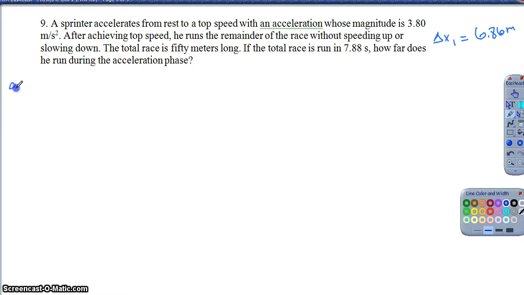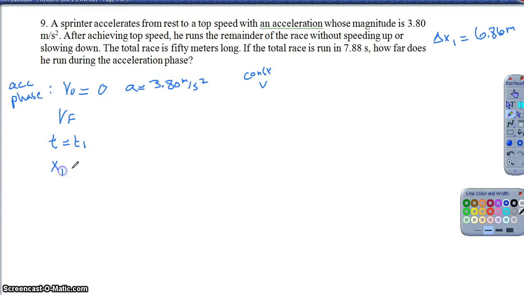So the key to this problem is setting up both phases of motion. So there's an acceleration phase and there's a phase where he's moving at a constant velocity, right? So setting up both pieces, both phases, and then identifying everything that we can for them. So the acceleration phase, I know that he started at rest. They gave me his acceleration here of 3.80 meters per second squared, which they told me is constant, and that's important that it's constant because I can use my kinematics equations. I don't know what the final velocity is, and I don't know what the time is, and I don't know what the distance that he traveled is, right? That's what we're actually looking for this question.